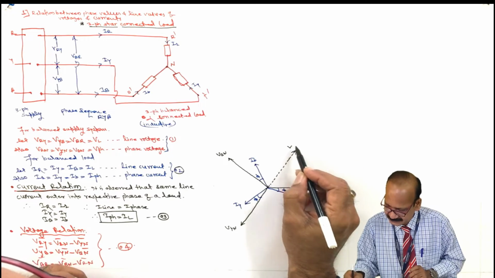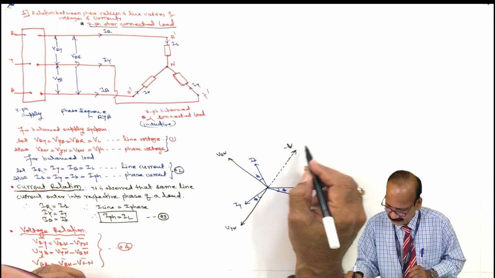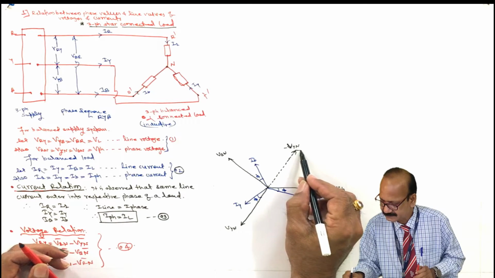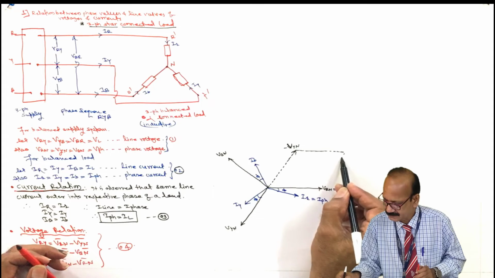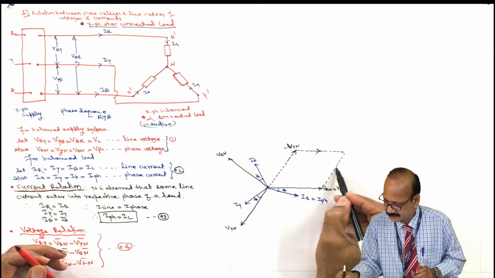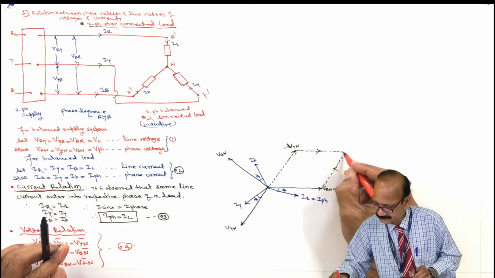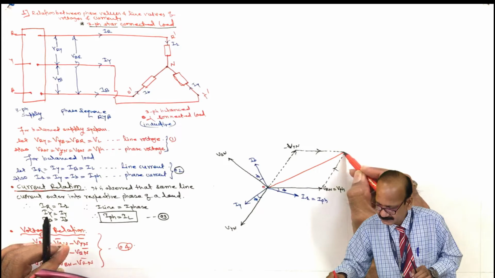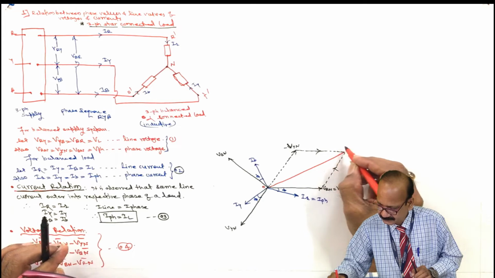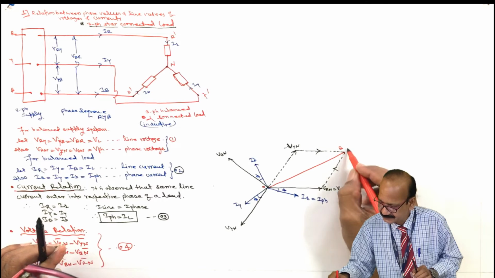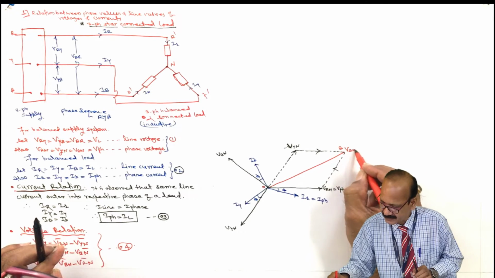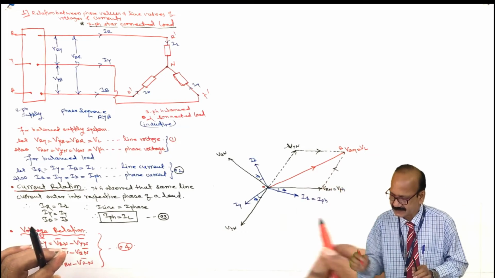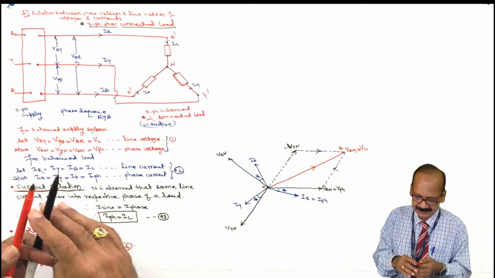So this is minus Phi Yn. And now add these two vectors or two phasors and find the resultant. So this is O, this is V, and this is nothing but Phi RY equal to Phi L. So in this way we have obtained the Phi L.